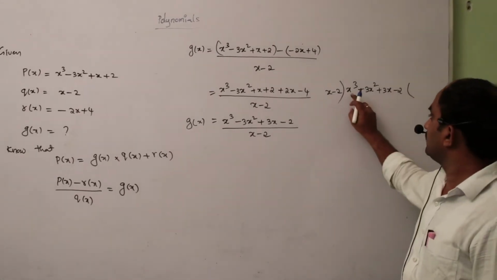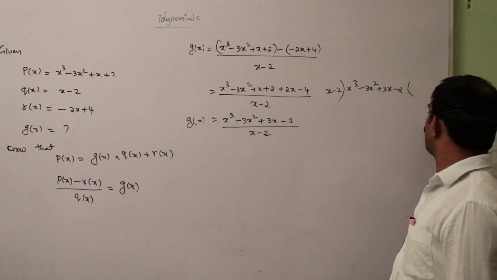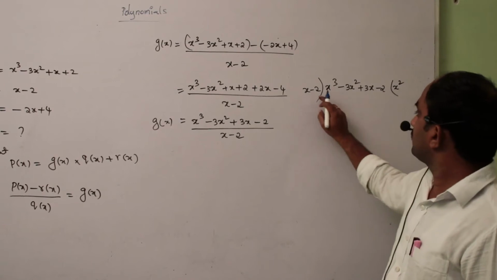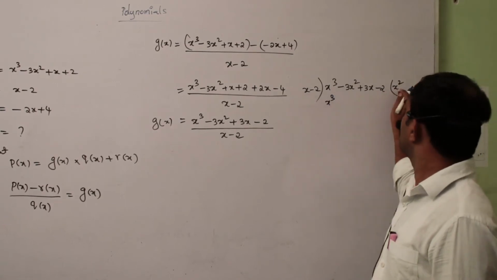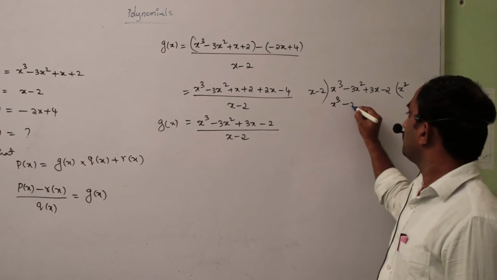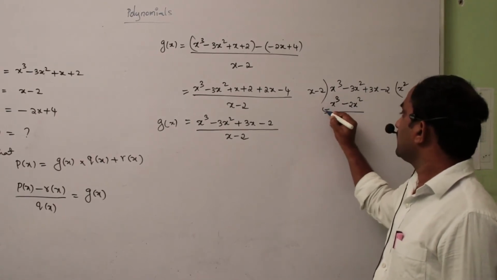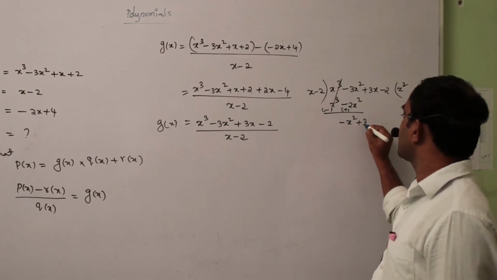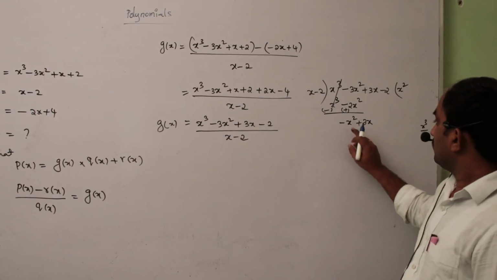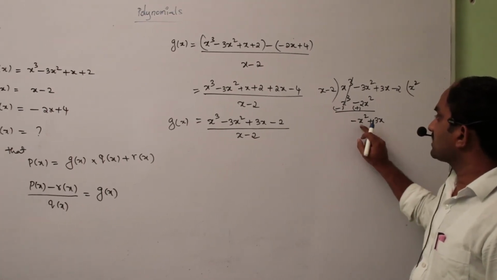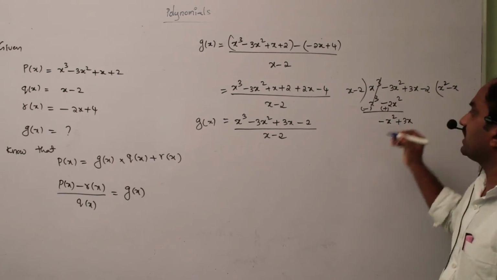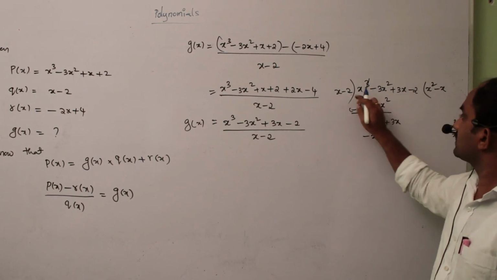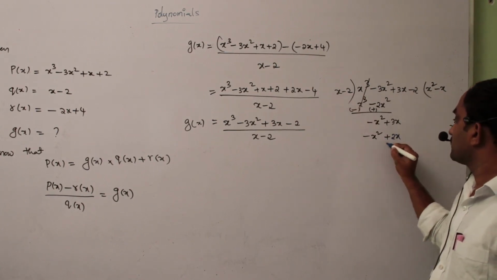We know very clearly, first term by first term, x cube by x, we are getting x square. X square into x, we are getting x cube. X square into minus 2, minus 2x square. Minus, this is plus, these two are cancelled, minus x square plus 3x. So same, first term by first term, minus x square by x, we get minus x. Minus x into x, minus x square, minus x into minus 2, plus 2x.